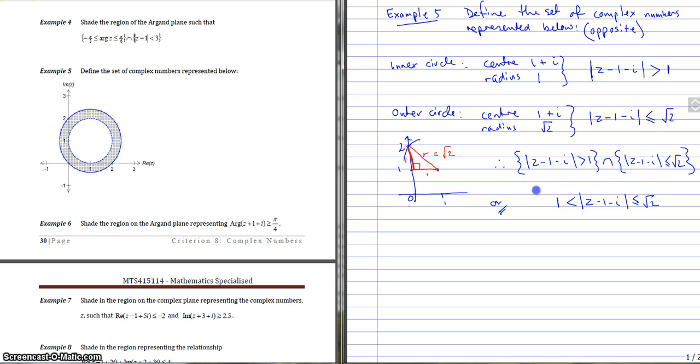Okay, so strictly speaking, if we need to have braces, which represents the set, it's the set of complex numbers z such that, and this is our rule, the modulus of z − 1 − i is between 1 and the square root of 2, particularly 1 is less than it, and it's less than or equal to the square root of 2. It's hard to say these things out loud, but we can write them quite simply. Okay.